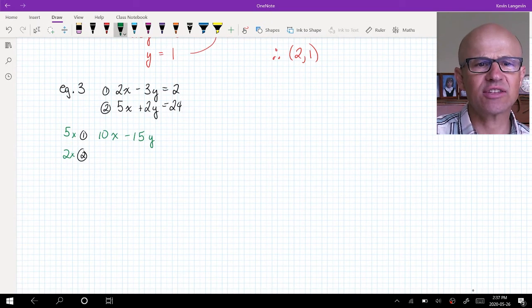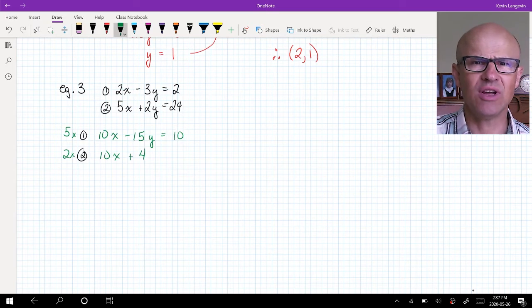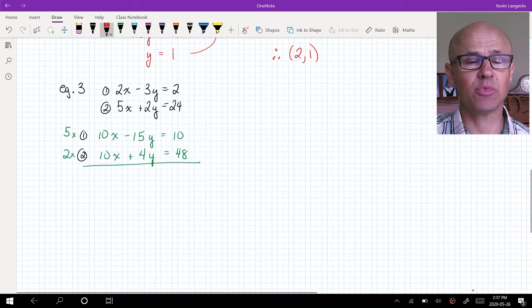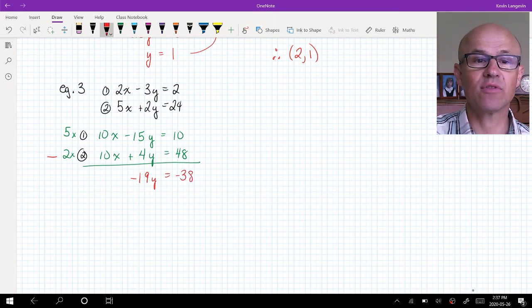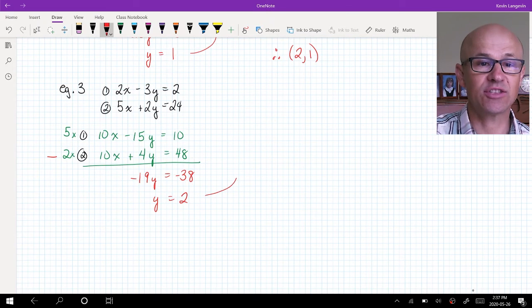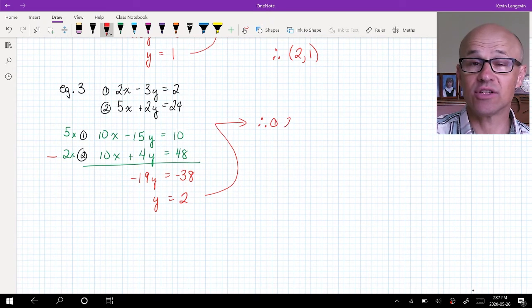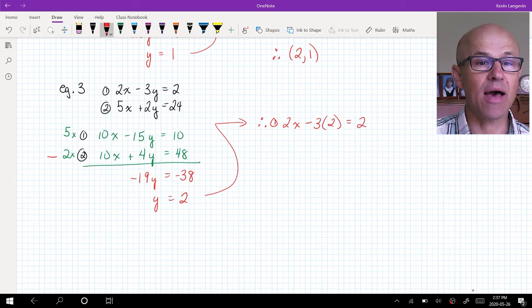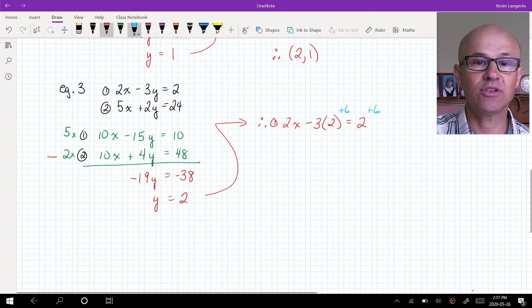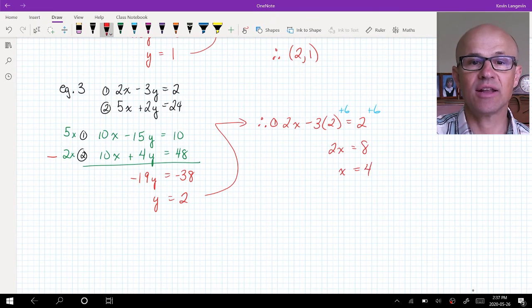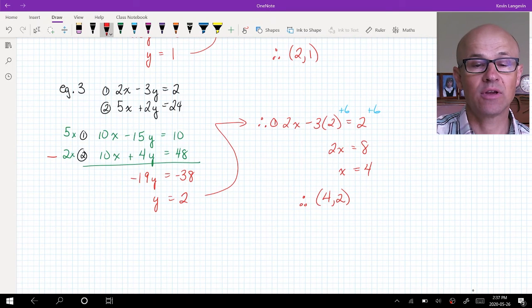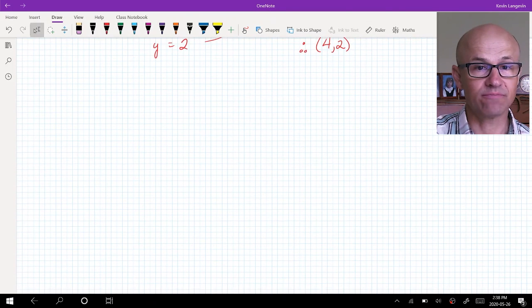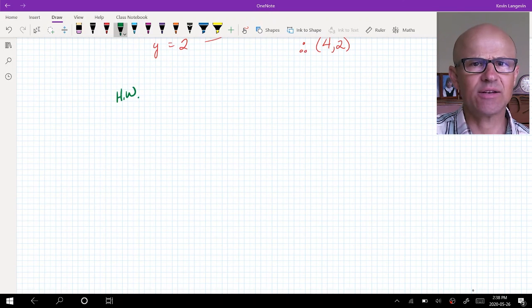Example 3. Here I'm going to choose to take the first equation, multiply it by 5, and I have to also take the second equation and multiply it by 2. So it's kind of like finding a common denominator. In this case, both of them are 10x's. I subtract, and I get y is equal to 2. Plug that back into an original equation, solve for my x value, and I get x is equal to 4. (4, 2) is my solution. I think you get the idea.